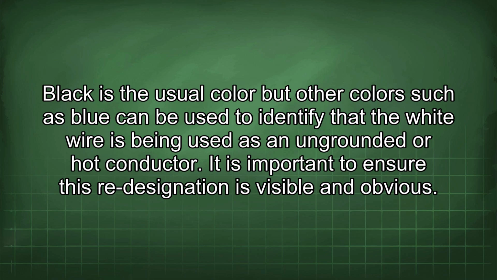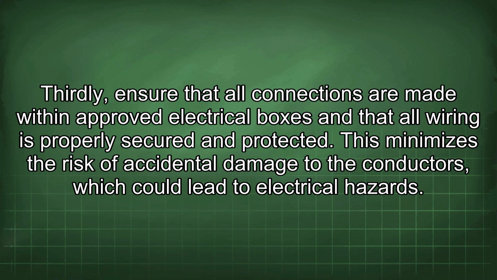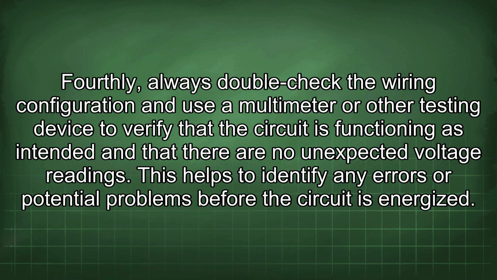It is important to ensure this redesignation is visible and obvious. Thirdly, ensure that all connections are made within approved electrical boxes and that all wiring is properly secured and protected. This minimizes the risk of accidental damage to the conductors, which could lead to electrical hazards. Fourthly, always double-check the wiring configuration and use a multimeter or other testing device to verify that the circuit is functioning as intended and that there are no unexpected voltage readings. This helps to identify any errors or potential problems before the circuit is energized.